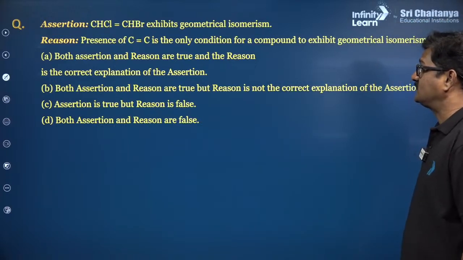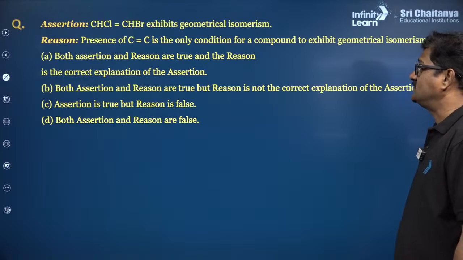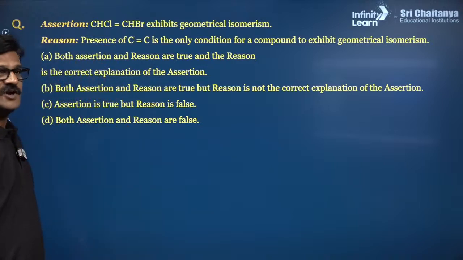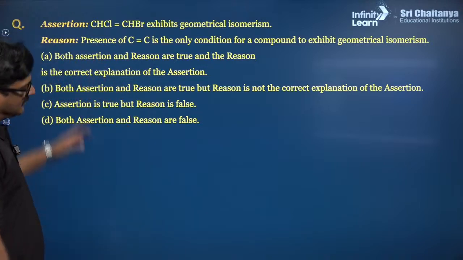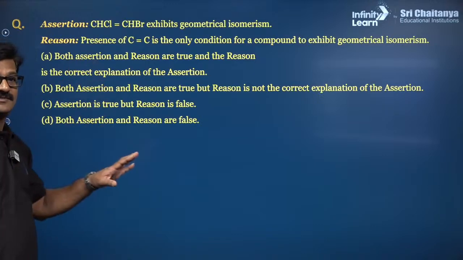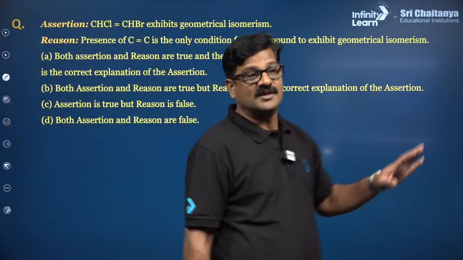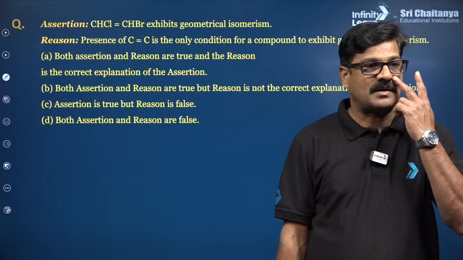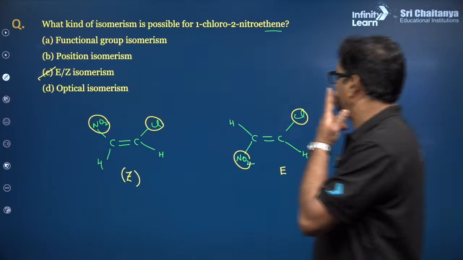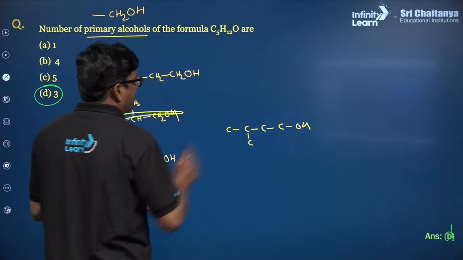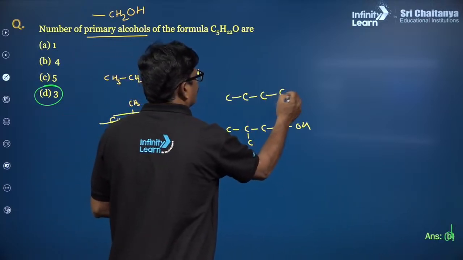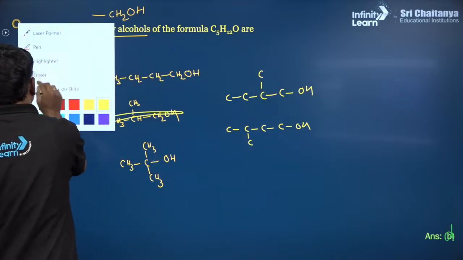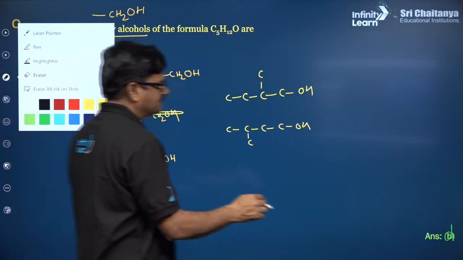The reason says the presence of a C=C double bond is the only condition for a compound to exhibit geometrical isomerism. You just read the assertion-reasoning type. Even in the 2024 NEET examination, you could find lots of statement based questions. 2-methyl butanol also came. Yes, 2-methyl butanol, then it is going to be 4. Thanks for correcting.